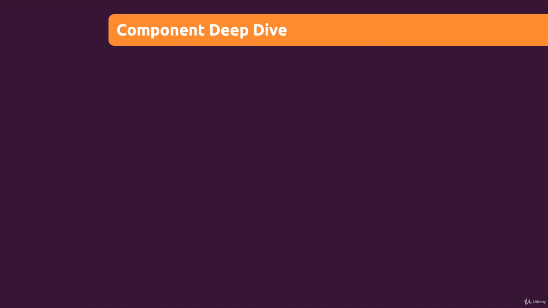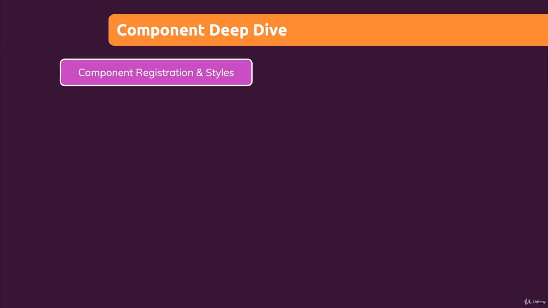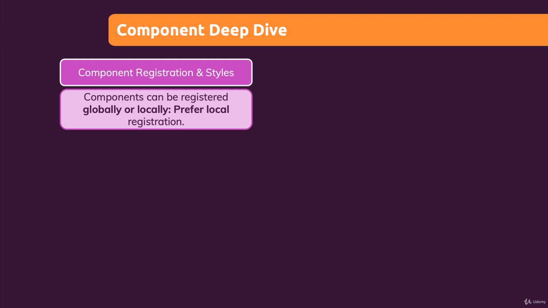Now, in this module, we had a look at component registration and styles. And you learned that components can be registered globally or locally. Globally with the app component method, locally by importing them and adding them to the components option in the config object of a component or app. You should prefer local registration for most components, but if you have components which you are using in a lot of different places of your app, then of course global registration makes a lot of sense.